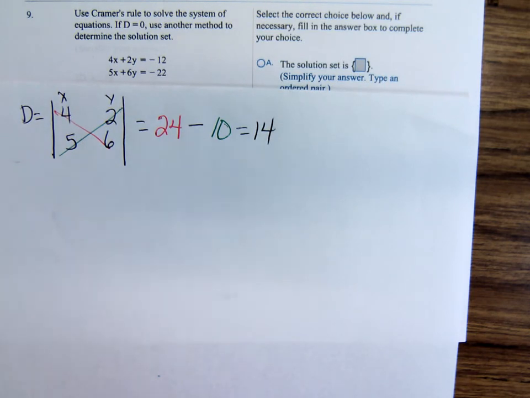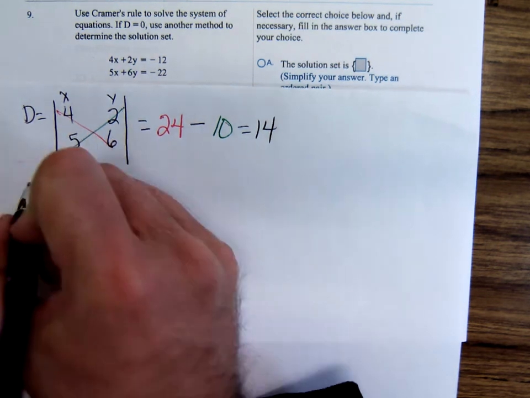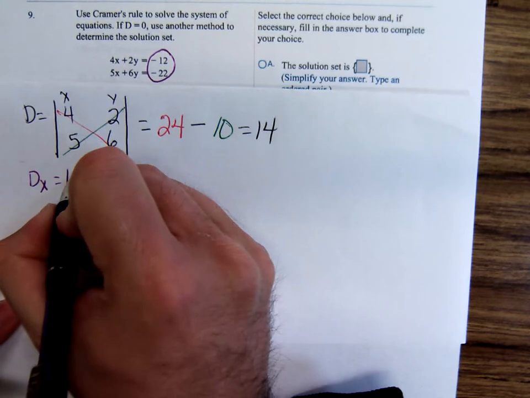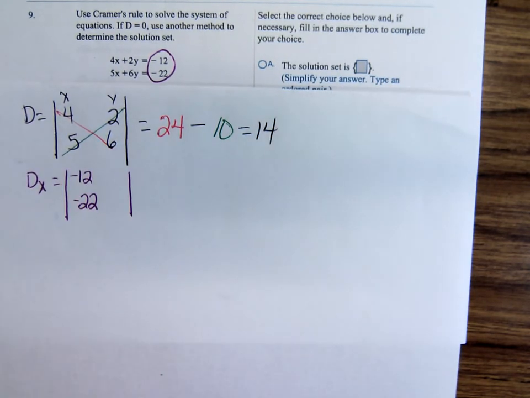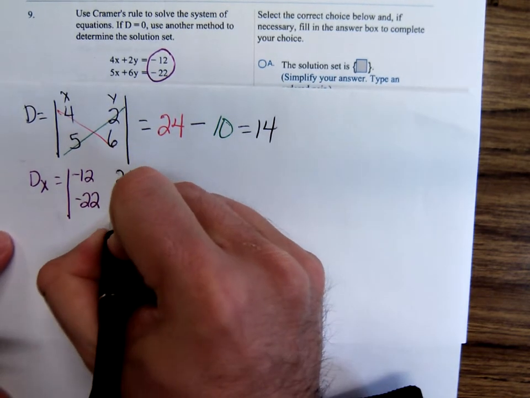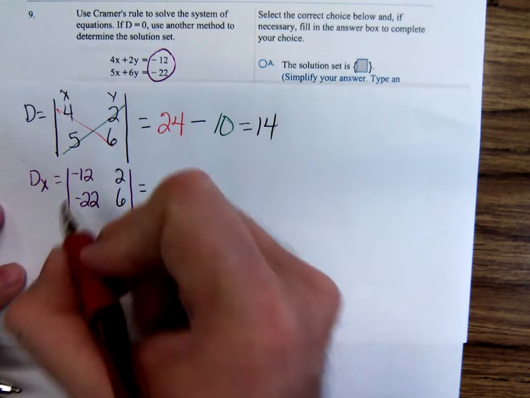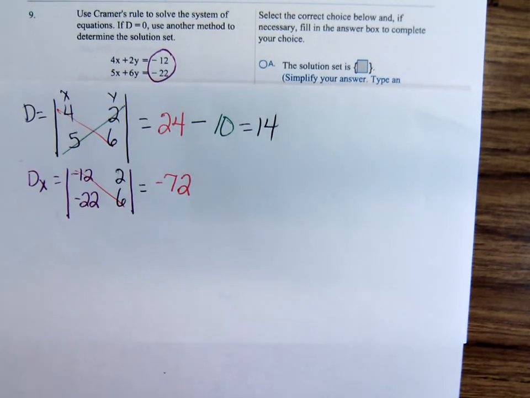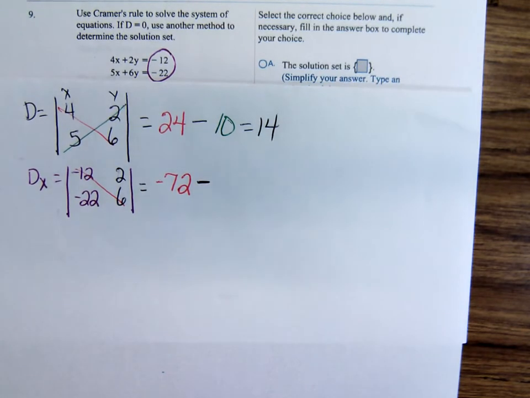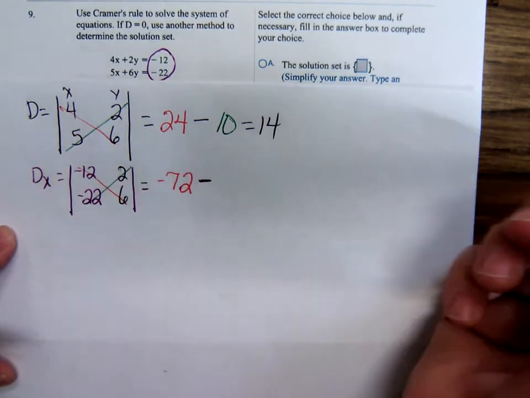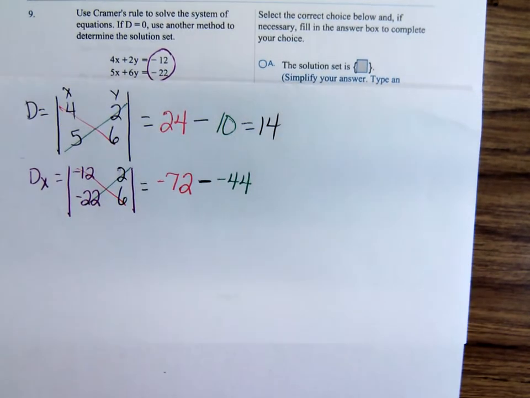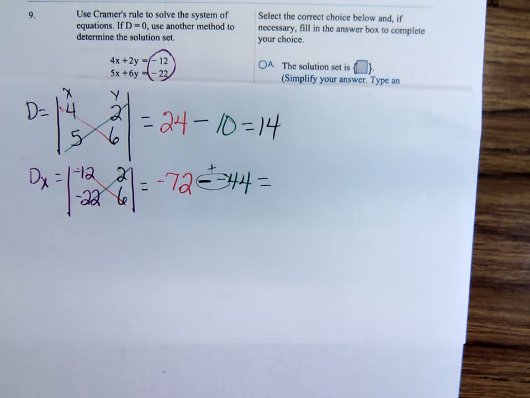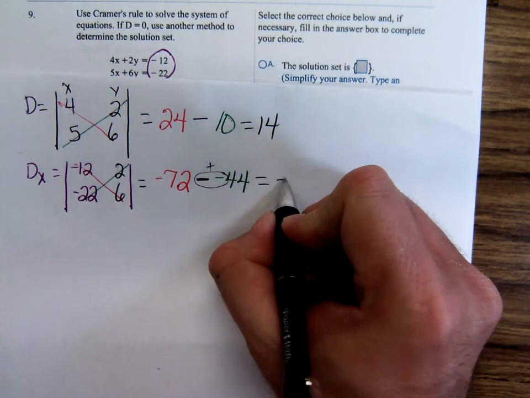So let's find now D subscript x. With D subscript x, whatever the subscript is, that's the one that gets replaced with those constants. So negative 12, negative 22. Leave the y column as it is, 2 and 6. So we would have negative 12 times 6. That's a negative 72. Then a minus in between. And what I'd mentioned earlier is about to happen. The green diagonal, 2 times negative 22, there's another negative 44, so you better watch out. The minus and negative becomes a plus. Negative 72 plus 44. Did y'all hear that? It's negative 28.